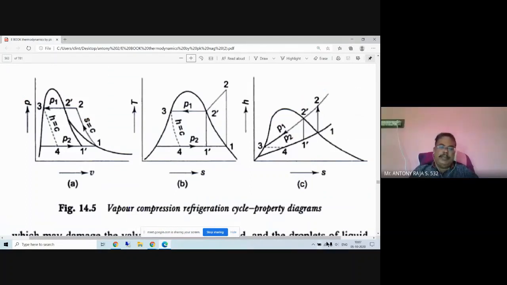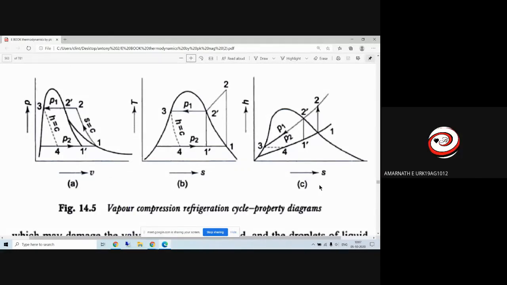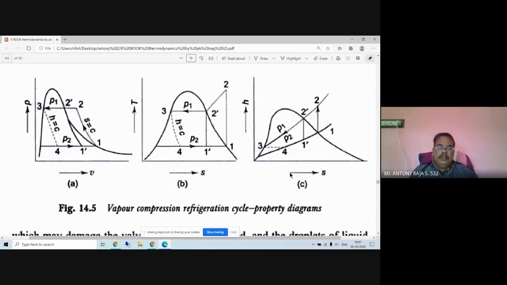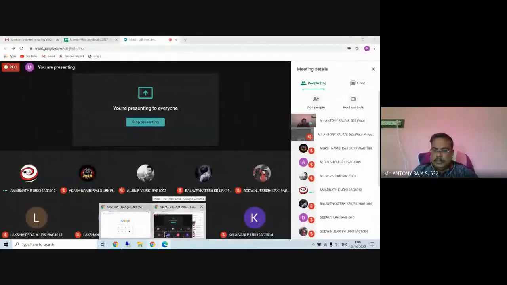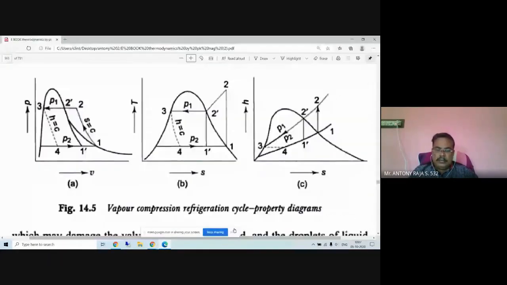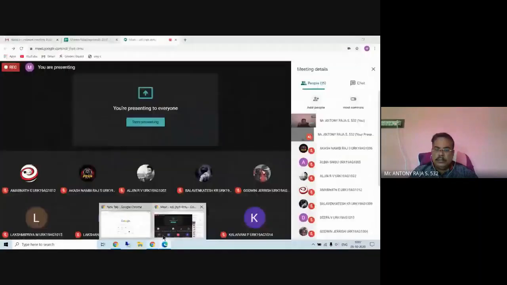property diagrams. Property diagrams means the pressure volume diagram, temperature entropy diagram, and enthalpy entropy diagram. So this process is represented in the enthalpy entropy chart. I think one student switched on the mic. Amarnath.